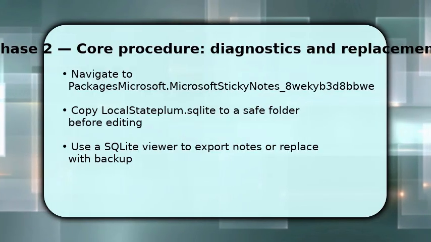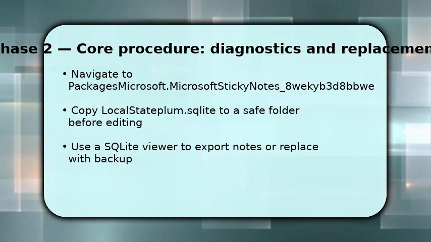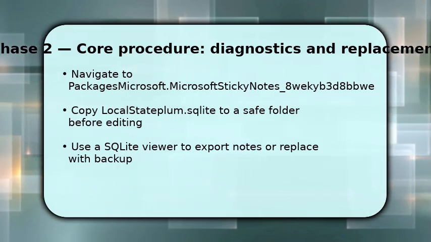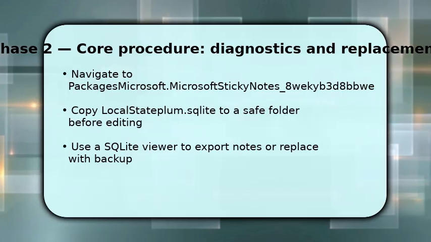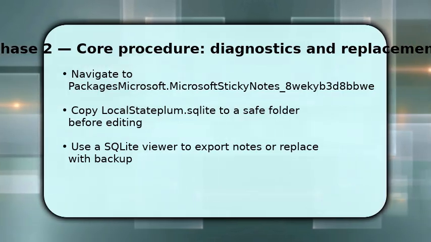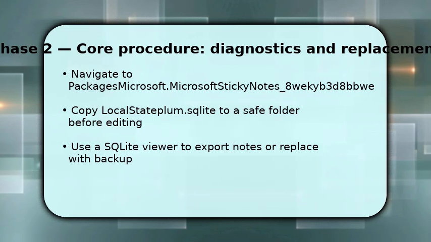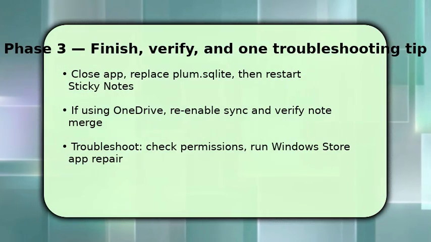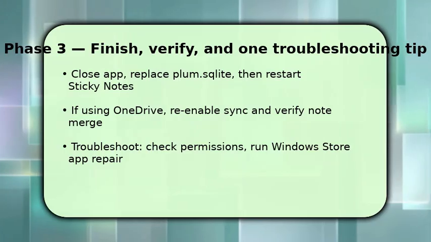This preserves a fallback. If you have a backup, replace the file here, then set file permissions to match the original. Otherwise, open the copy in a SQLite viewer. Export individual notes as TXT or JSON and prepare to import them back into the app. Finish by re-importing or swapping the database and verifying integrity.